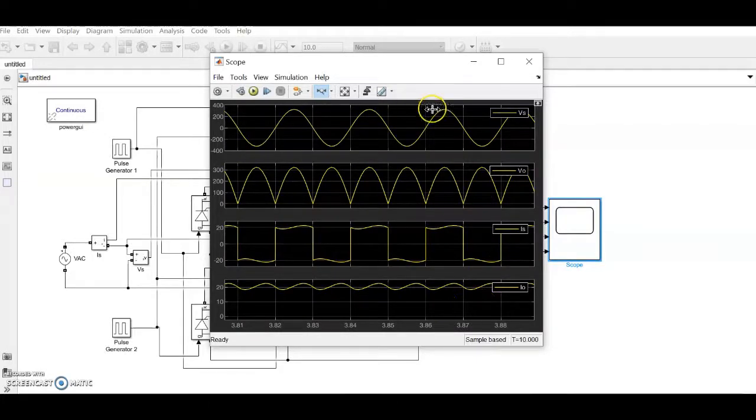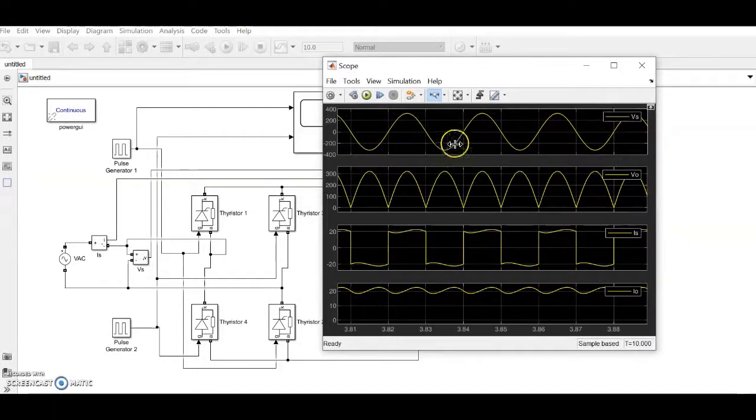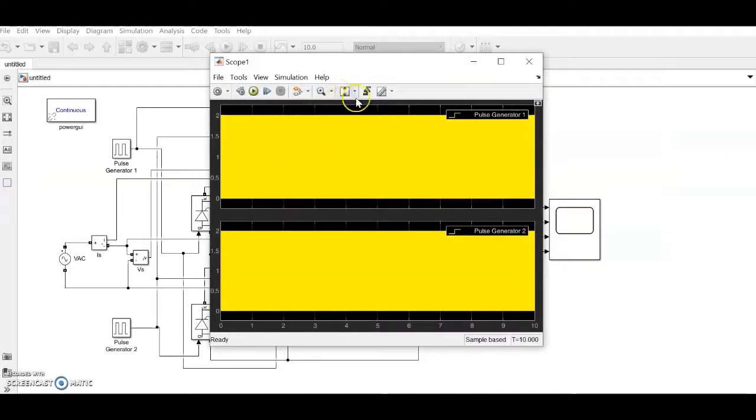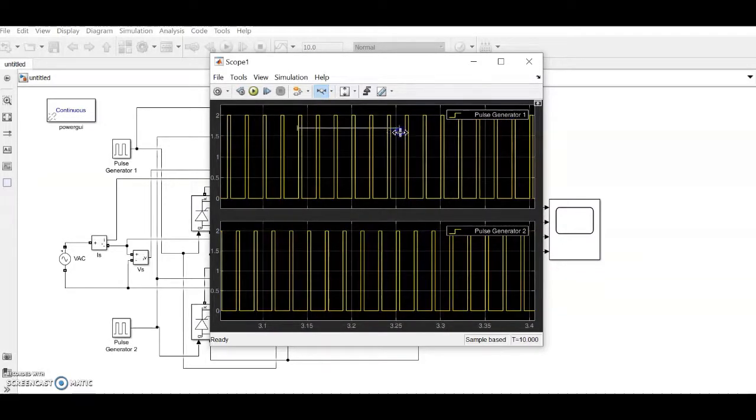So these are the waveforms. That is what we actually expect. This is our supply voltage, 230 volt AC. Every half cycle, the positive and negative half cycles are converted to DC. This is the supply current taken from the supply, and that is the load current. We'll see the waveforms of the pulse generator also. This is the pulse generator output.